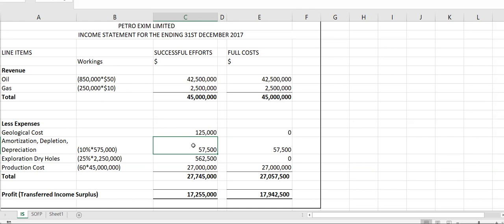So we have the exploratory dry holes, which is 25% of the total exploration cost. Since it's a dry hole, it is expensed under successful effort, but capitalized under full cost. So here it is 0. For production cost, I think it's 60% of the revenue, so that one cuts across. Production cost, like I explained earlier, is a periodic expense, so you just need to expense it. Once you are done, you get a difference. You realize that the full cost has a higher profit than the successful effort.